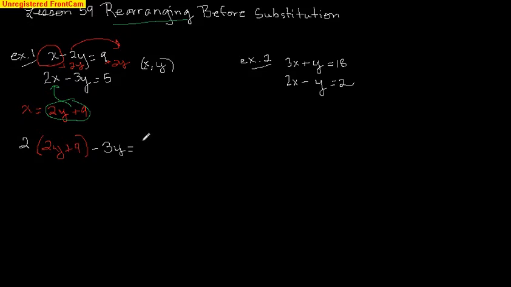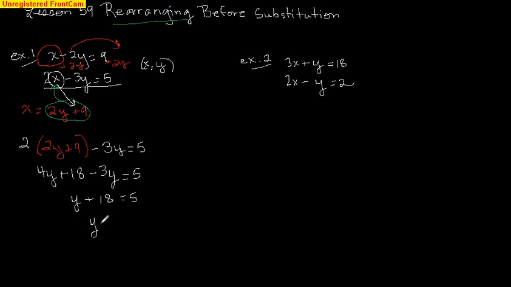Now we have to distribute, so we're going to get 4y plus 18 minus 3y equals 5. 4y minus 3y is just y, plus 18 equals 5. And we get y equals, now we're going to subtract 18 from both sides, y equals minus 13. Now we have the first part of our ordered pair. The lines are going to intersect with y equals negative 13, but we have to find both x and y.